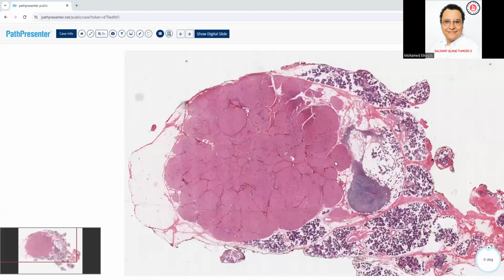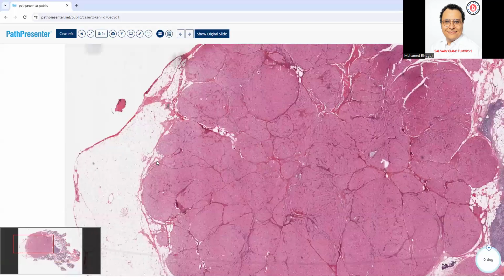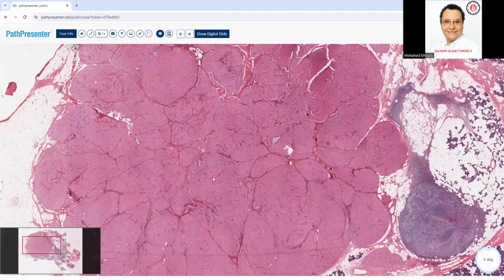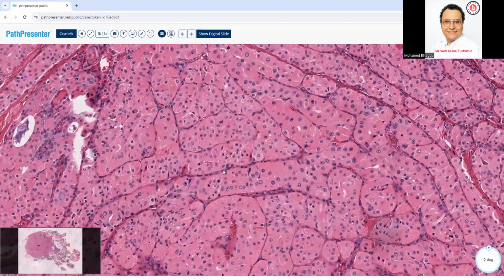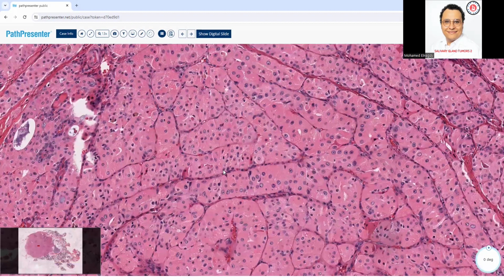It's actually a very easy case. But I will ask you the first question first, and then I will wait for your response on the chat. What do you think from low power here? This is like basaloid, spindle, oncocytic, clear. Well, okay, that's oncocytic. So going high power here, what do you think? Very easy. Boom, spot diagnosis, oncocytoma.